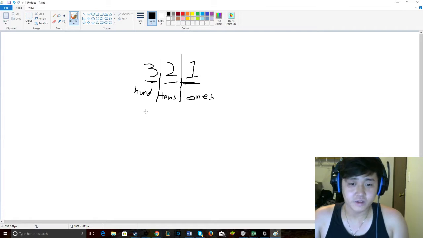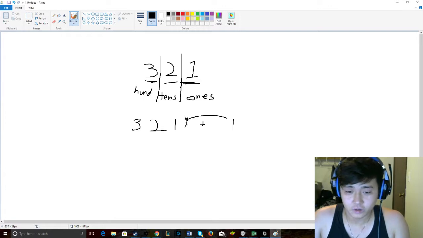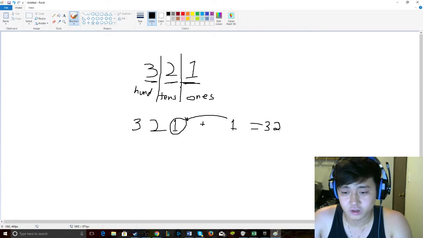And what this means is that if we took the number 321 and then we added 1 to it, the 1 would be added into the ones category right here. Actually, I'll do decimals later, but yeah, this is in the ones place, so we have a 1 in the ones place being added to a 1 in the ones place here. So our resulting number would be 322.